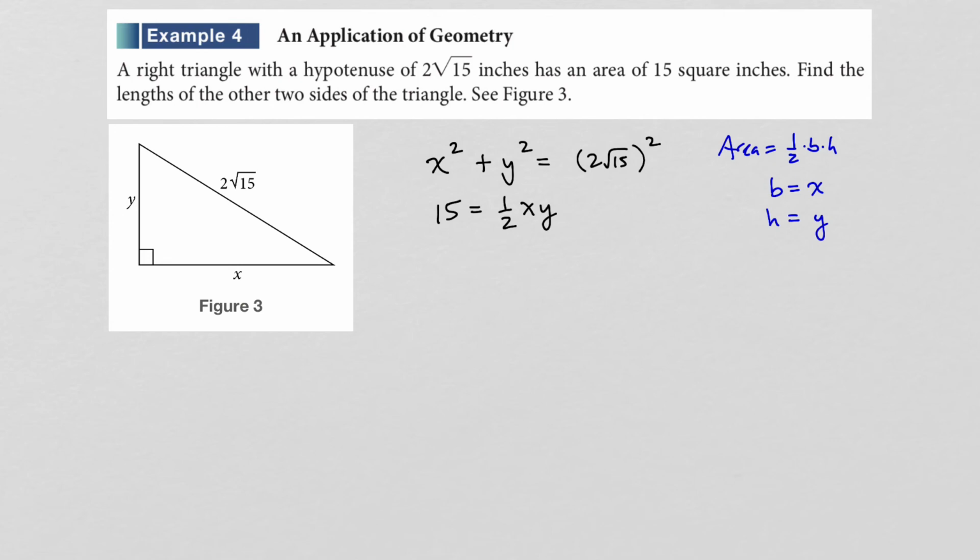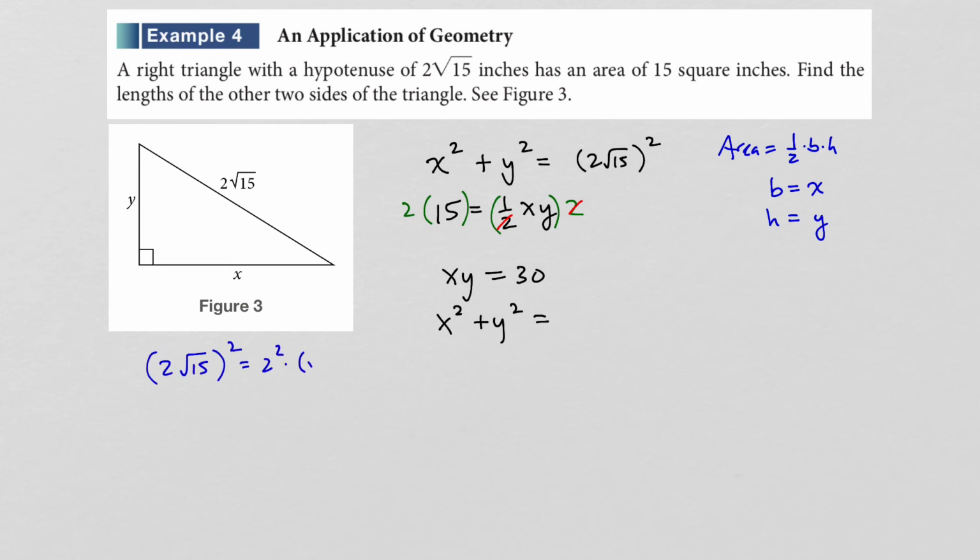So the other equation that we get is the area, which is 15, is equal to 1/2 times x times y. Now what I can do with the second equation is multiply both sides by 2. That will cancel the 1/2 that we have here. And that gives us x times y equals 30. And then the first equation is x squared plus y squared is equal to 2 radical 15 squared. Let's talk about that. 2 radical 15 squared is 2 squared times radical 15 squared, which is 4 times 15, which is 60.